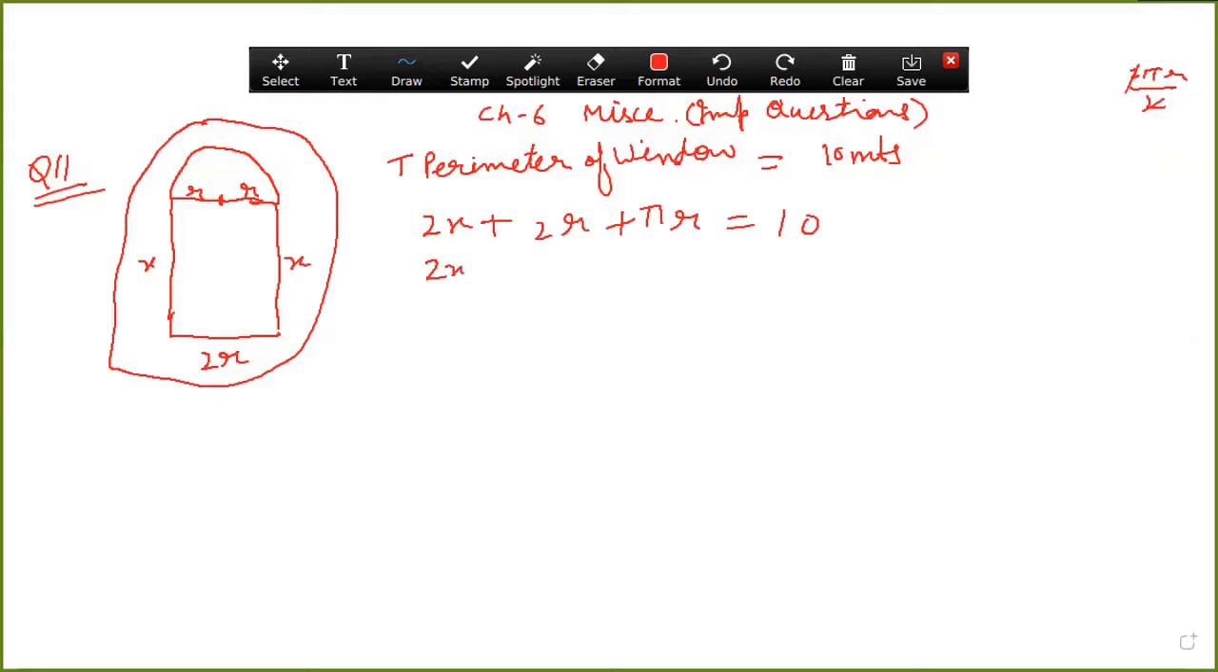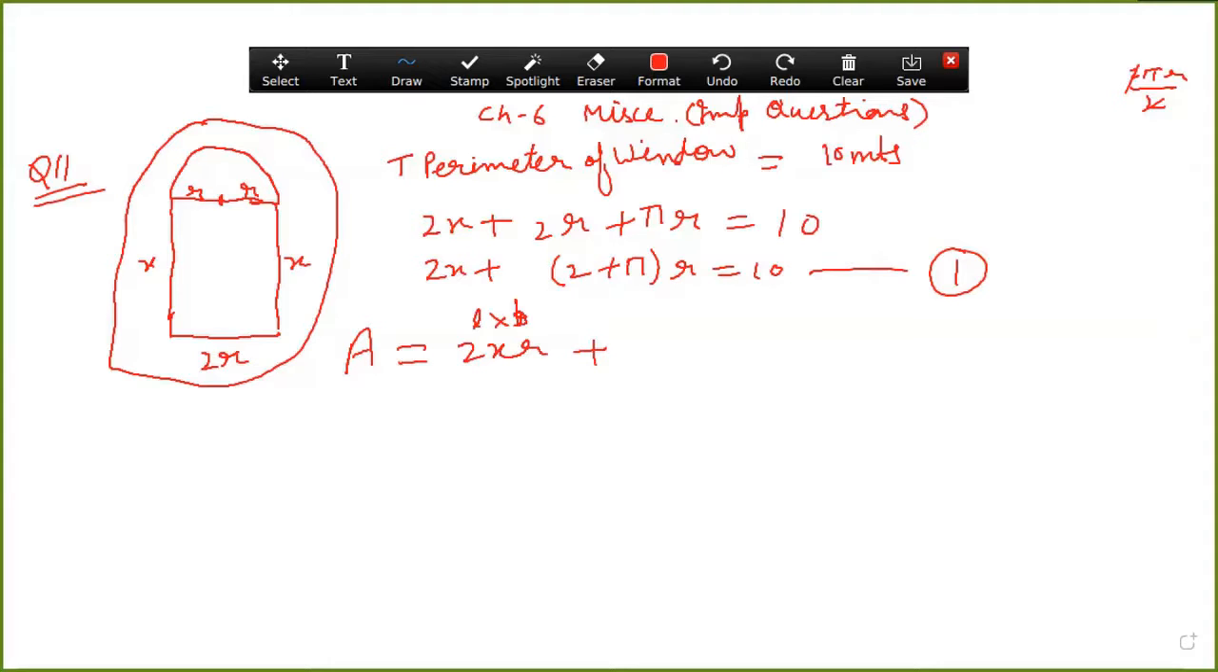Now simplify it. This becomes 2x plus (2 plus pi) into r is equal to 10. This is the first equation, the perimeter form. Now we have to find the area, the combined area of the two figures, semicircle and rectangle. Area is equal to length into breadth. Length is x into 2r, it is 2xr, plus the area of the circle is pi r square, then half of pi r square, because it is a semicircle.